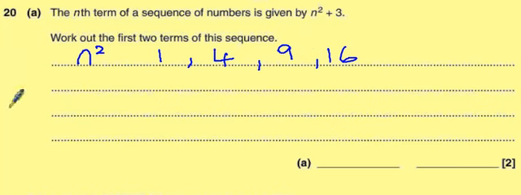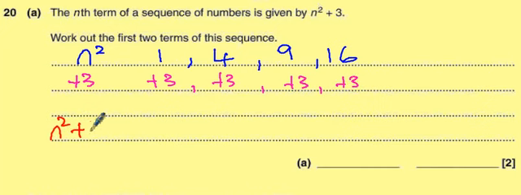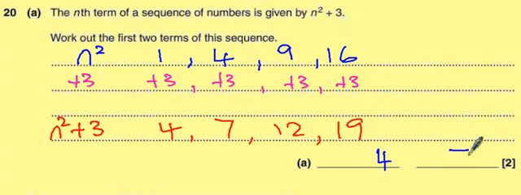Now, adding on 3 each time is just a constant, so if we add 3 on to each of these terms, that will leave us at n squared plus 3. The first term is 1 plus 3 is 4, 4 plus 3 is 7, 9 plus 3 is 12, 16 plus 3 is 19. So the first two terms of the sequence n squared plus 3 are 4 followed by 7.